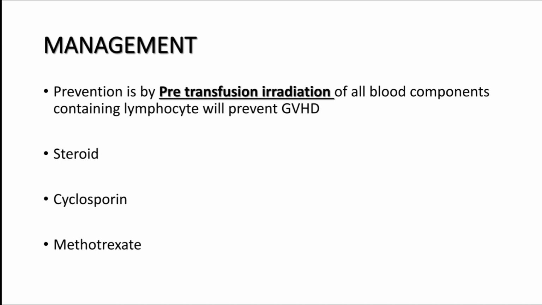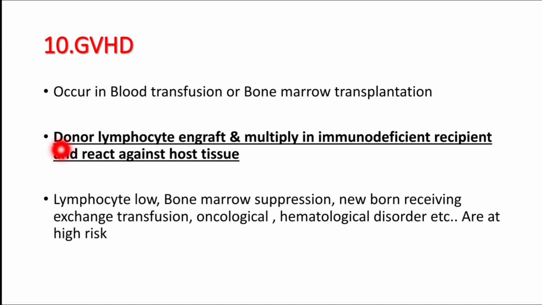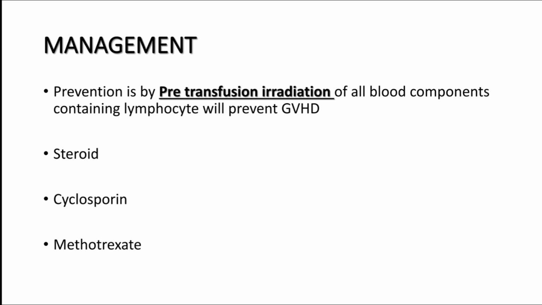So obviously, first of all, prevention is by pre-transfusion irradiation of all blood components that contain lymphocytes. Right? You know very well that the reaction is because of donor lymphocytes. So you can remove the lymphocytes, the white blood cells, by pre-transfusion irradiation. So that will be useful. All right. Steroids can be given to reduce the inflammation, or immunosuppressant drugs like cyclosporin or methotrexate can be given, which reduce the lymphocyte-induced response.